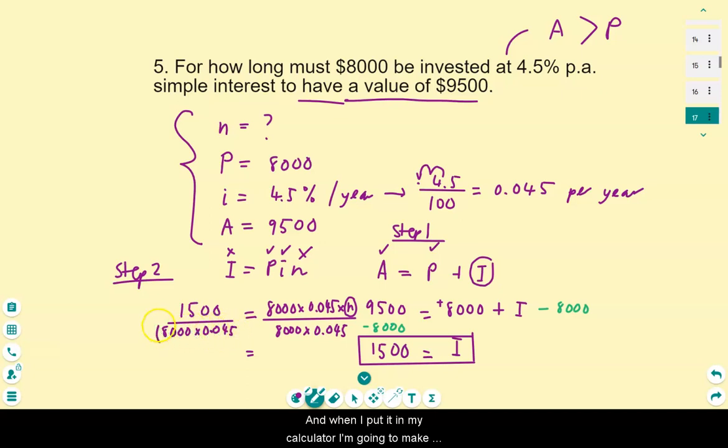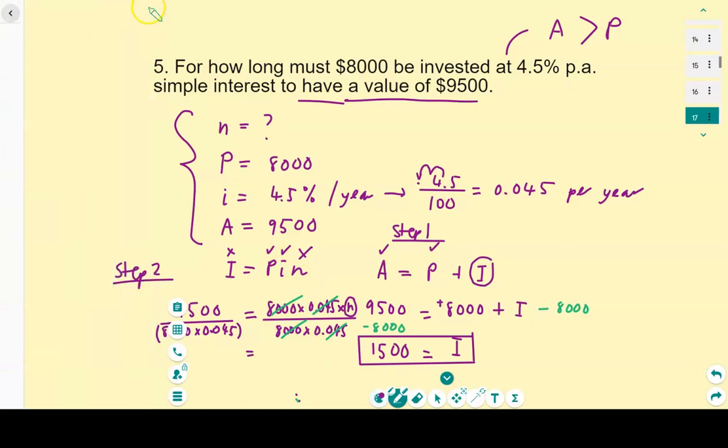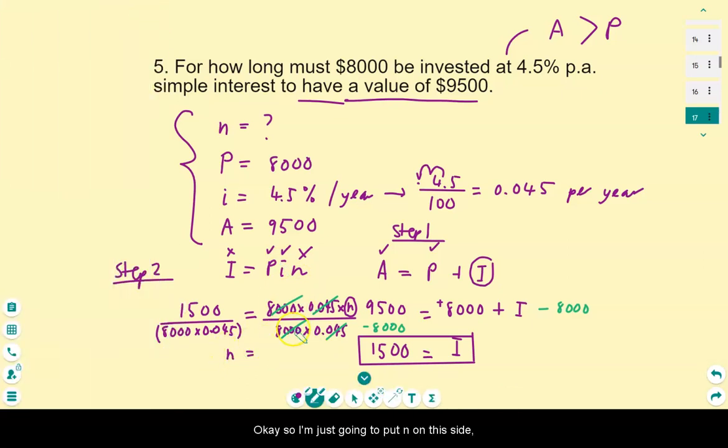And when I put it in my calculator, I'm going to make sure to have brackets around that denominator. So again, these will cancel, and we'll be left with n. Okay, so I'm just going to put n on this side, switch them over, and put this into my calculator. 1,500 divide 8,000 times 0.045. Now that gives us 4.17. And I know it's years because that's what I input into it.